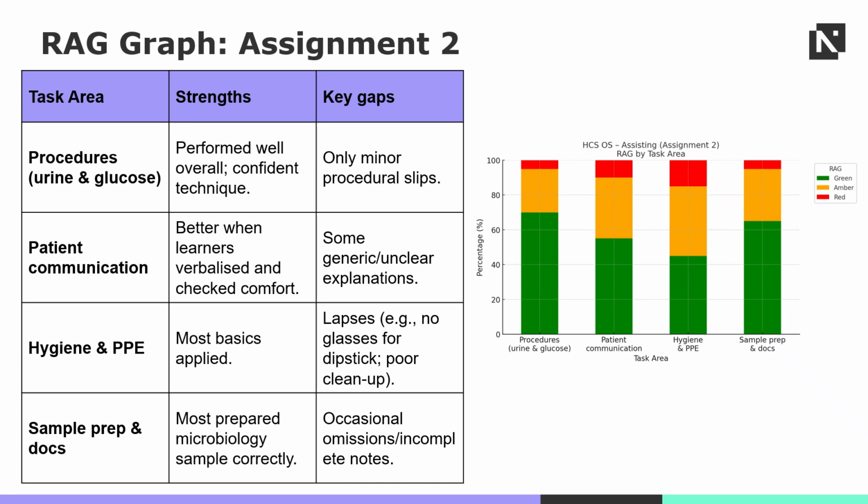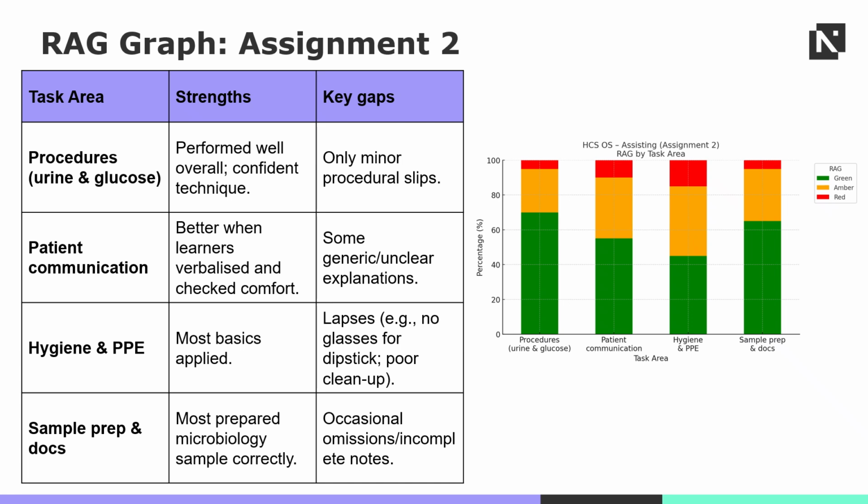For patient communication, marks were higher when learners verbalised each step, checked privacy or comfort and confirmed consent. Lower scripts relied on generic phrases or rushed explanations. For hygiene and PPE, most applied the basics, but we still saw inconsistent eyewear for dipsticks, variable glove changes and occasional weak clean down. For sample prep and documentation, preparing the sample for microbiology and recording ID and LIMS details were usually accurate. A handful missed an entry or left notes incomplete.